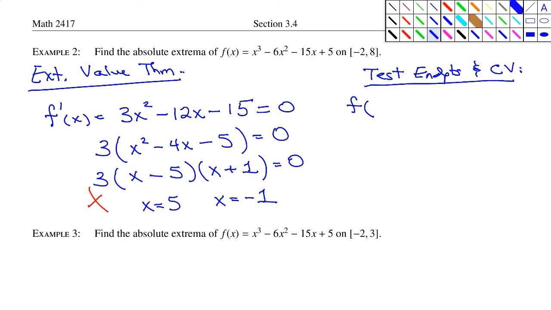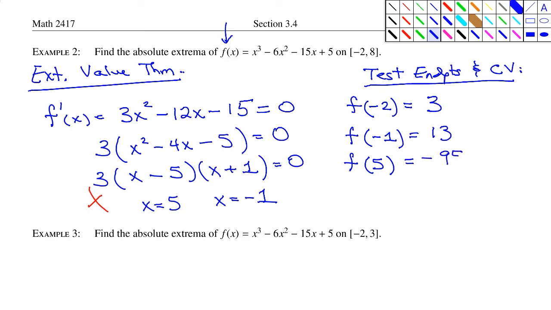So the endpoint here of -2, that's the left endpoint. And I've already done these. I'm plugging these into the original function to determine which one is the largest. So f of -2 was 3. Plugging in this critical value of -1, I get 13. Plugging in the other critical value of 5, I get -95. And then the last endpoint, f of 8, is also 13. And then whichever one is the largest and whichever one is the smallest, those are our winners.